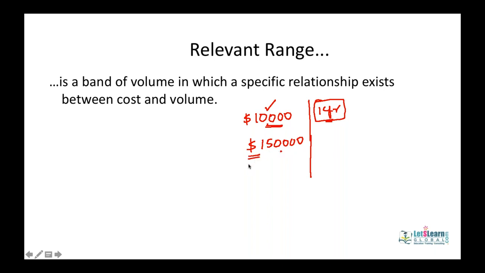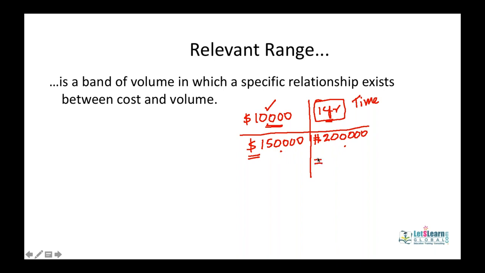This $150,000 of fixed cost in your factory is estimated at a production capacity of 200,000 units. See, the first relevant range example I gave was a time period. Second example: the insurance, depreciation, and property taxes of your factory building are estimated to be $150,000, provided the maximum production capacity is 200,000 units. It means that even if you produce 192,000 units, the fixed cost will remain the same, $150,000. At 175,000 units, fixed cost will remain the same, $150,000.